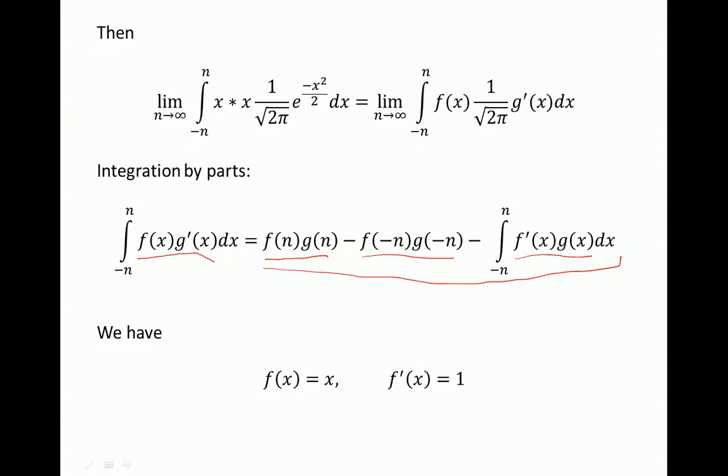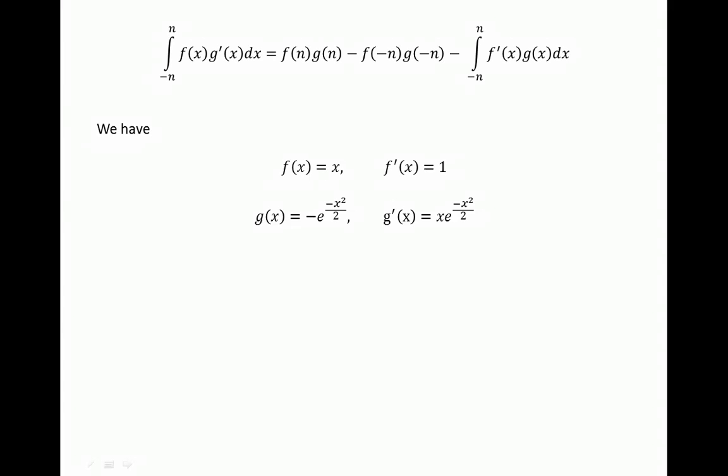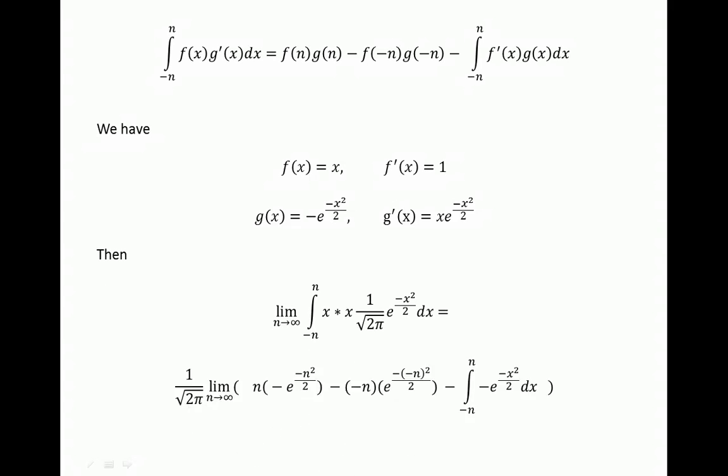So our f of x equals x, and f prime of x is then 1, because the derivative of x with respect to x equals 1. And here we have g prime of x, this expression here. And we know that the antiderivative of this is negative e to the power of negative x squared over 2. So remember, this is our f of x. This term here is g prime of x. And this is just a constant. We can take it outside of the integral as a multiplier. So that's what we do here.